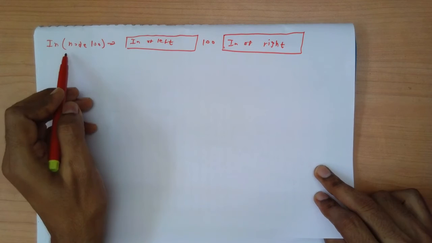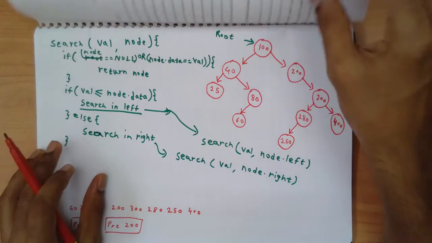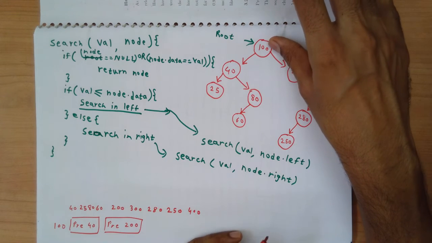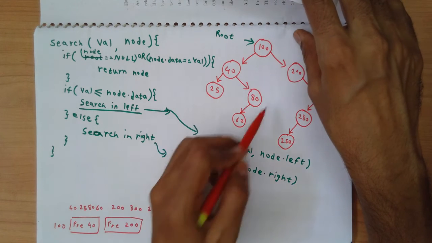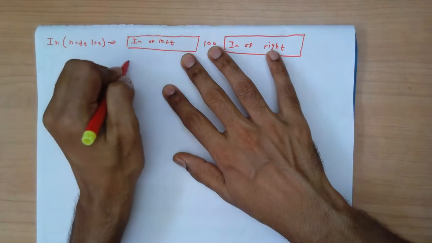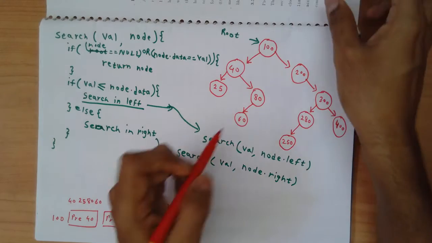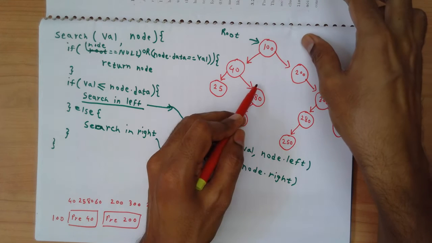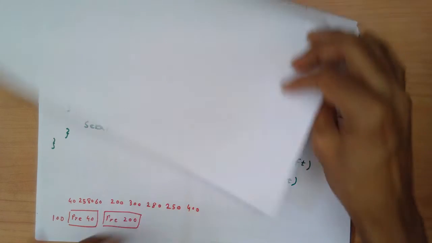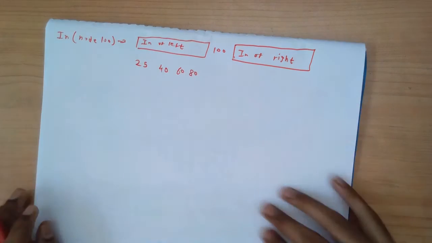In-order traversal starting with node 100 looks like this. Now let's do the in-order traversal of the left. This is the in-order traversal of the subtree rooted at 40. It would be the in-order traversal of the left subtree, which is 25, followed by 40, followed by the in-order traversal of the right subtree, which involves the in-order traversal of the left subtree followed by 80. So 60 and then 80. So 25, 40, 60, 80, and then I have 100.